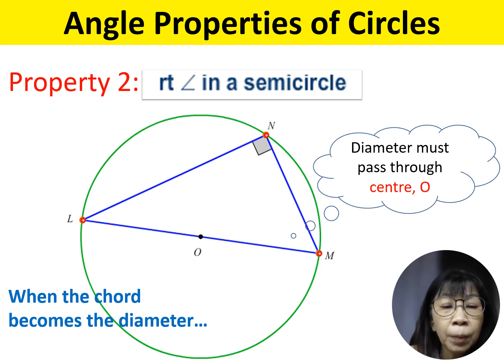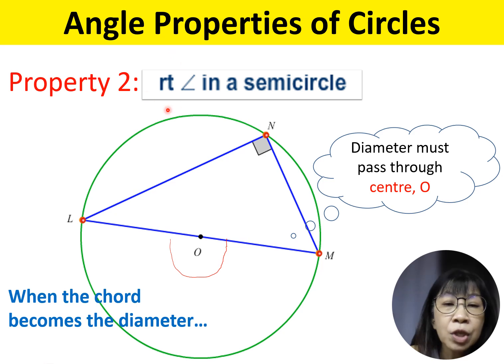Now, if we apply what we have done earlier, we know that in this case, the angle at the center is 180 degrees. So by the first property, angle at the center is equal to 2 times angle at the circumference. So this angle LNM has to be half of 180 degrees, and hence this angle is equal to 90. So this is how we derive the second property, right angle in a semicircle. Do take note of this word, right angle.